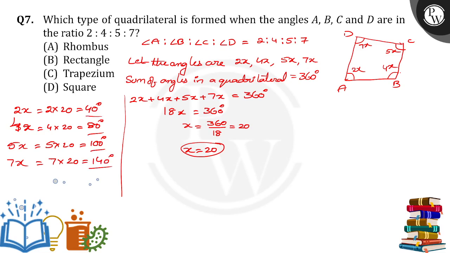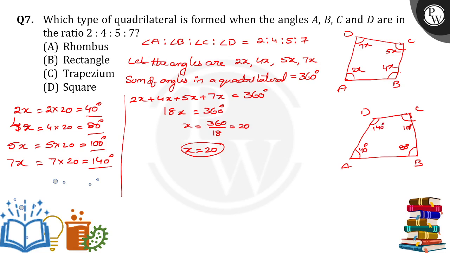Okay, now I am going to draw the picture again. This is angle A, 40 degrees, angle B how much? 80 degrees, right? So if I join A, B, C, D, angle A value is 40, angle B is given as 80, angle C is equal to 100 and angle D is equal to 140.